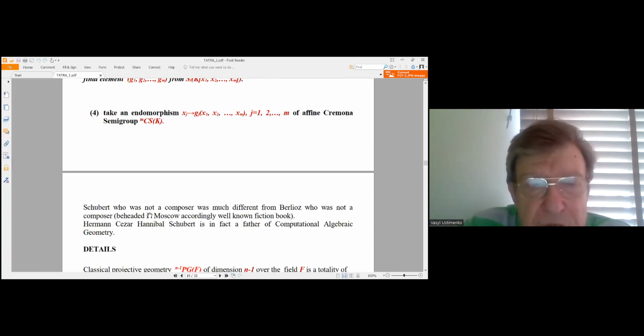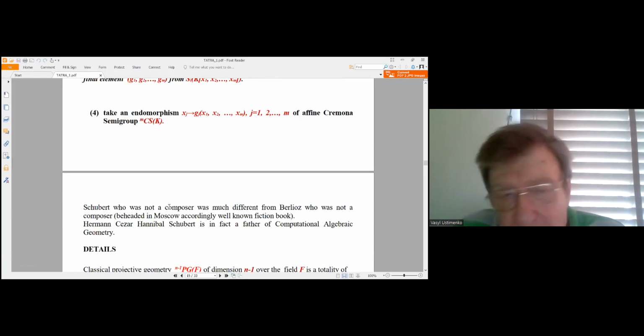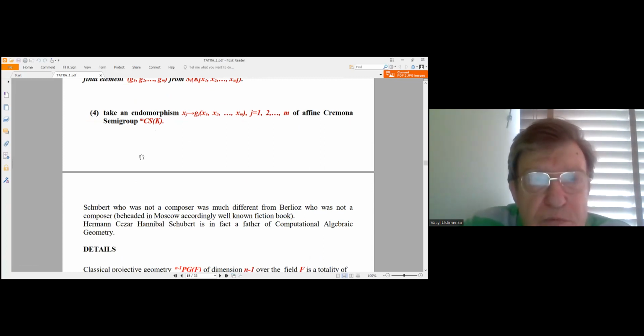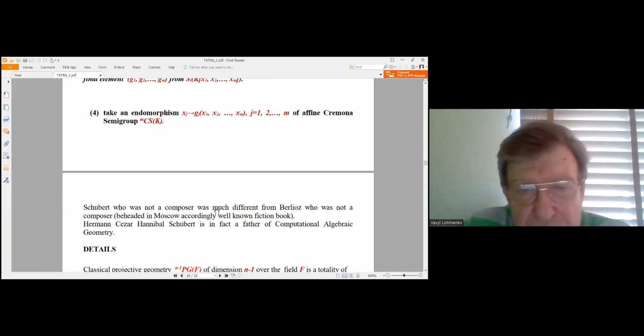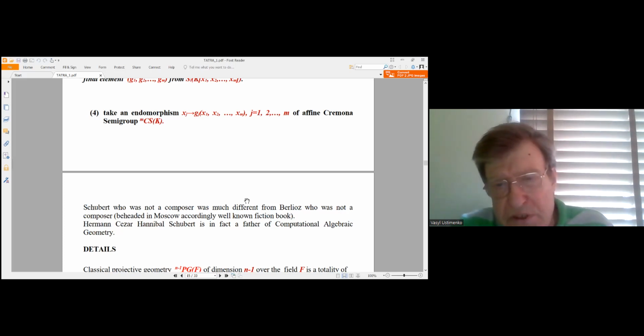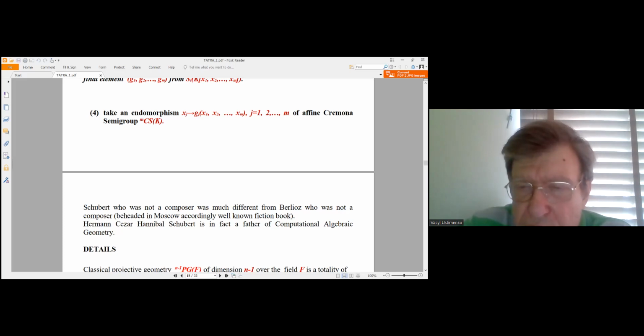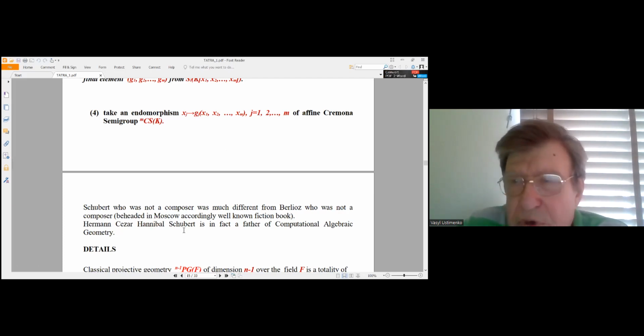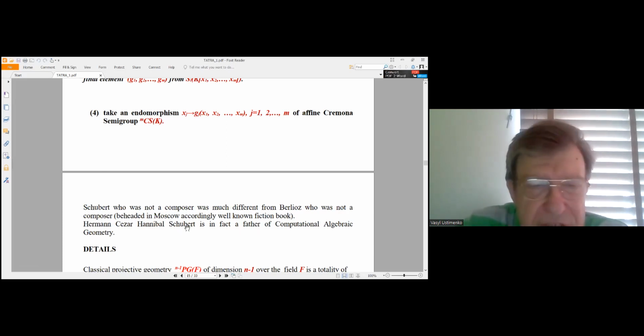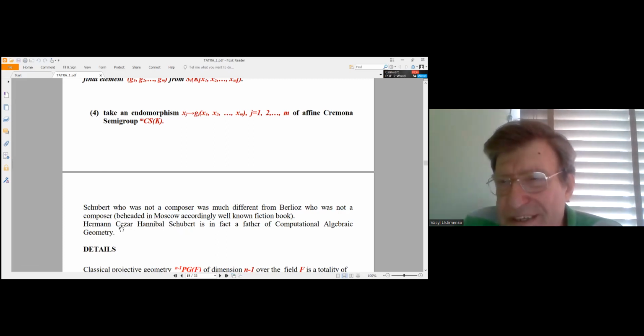And some final remark about Schubert, who was not a composer, because you know the well-known Berlioz, who was not a composer in Master and Margarita, was actually beheaded in Moscow. But Hermann Cäsar Hannibal Schubert is a real person, a great mathematician, a father of computational algebraic geometry. So it's not a fiction story.